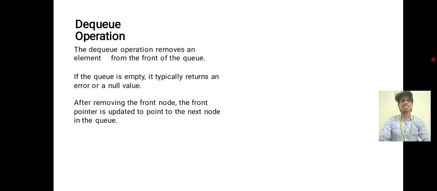Dequeue operation. The dequeue operation removes an element from the front of the queue. If the queue is empty, it typically returns an error or a null value. After removing the front node, the front pointer is updated to point to the next node in the queue.